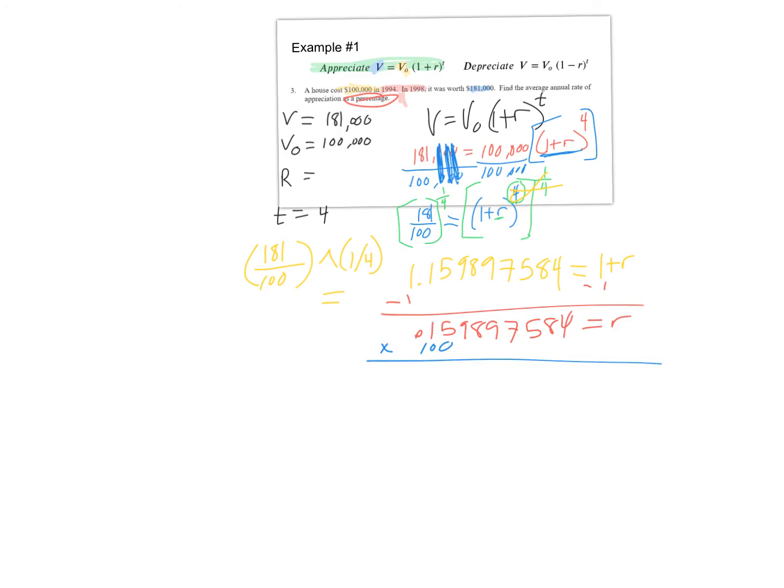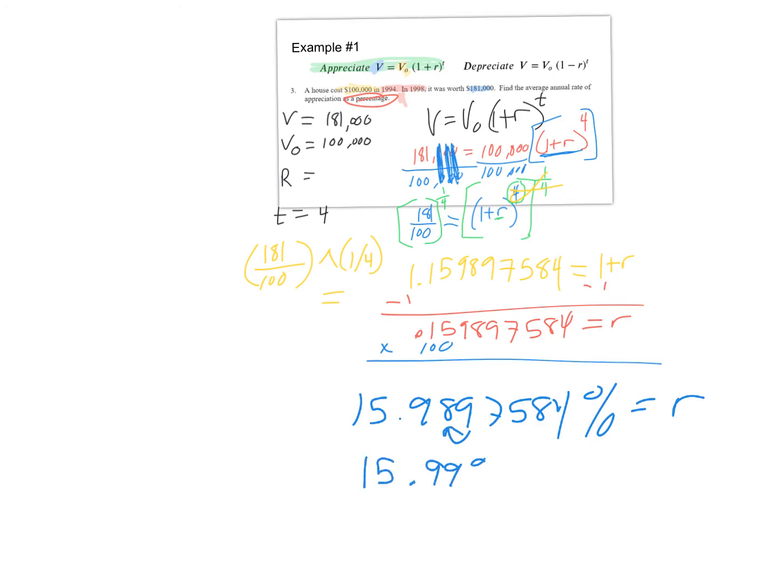So multiplying by 100, I get 15.9897584% equals R. And now rounding to two places, this is going to be 15.99% equal to R. So be careful with that percentage stuff. Make sure it goes over to a percent as your answer. Okay. All right, let's move to the next question.